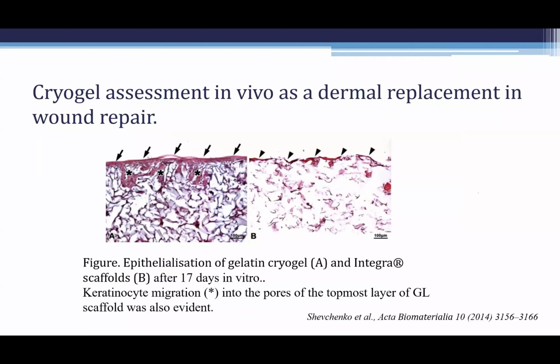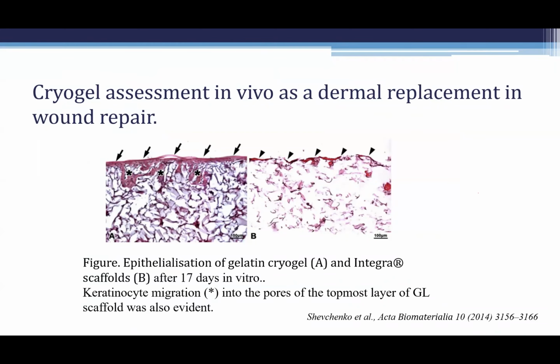What we want to show is that cryogels could be developed in a way that we can compare with material which already exists on the market. As the gold standard material, we took Integra. Integra is collagen-based hydrogels, and because it's collagen, it's quite expensive.